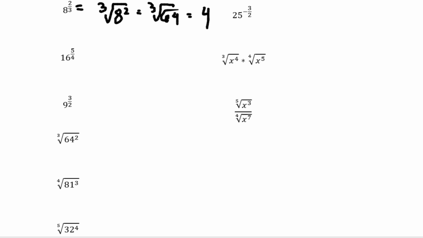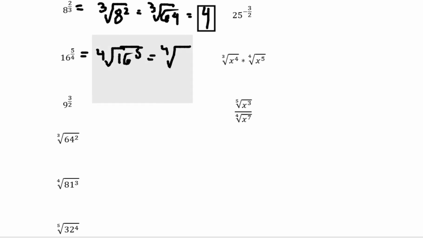So we start with 8 squared, that's going to be 64, and the cube root of 64, that's 4. Same as in this one, that's 16 raised to the 5th over 4. We can just turn it into a radical. So we get the 4th root of 16 raised to the 5th power.